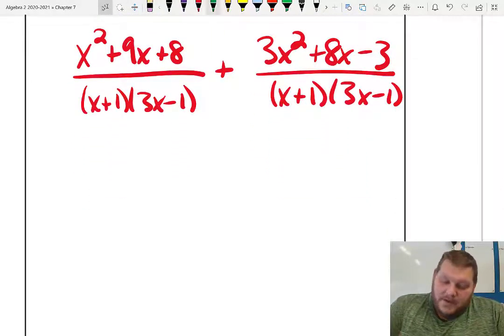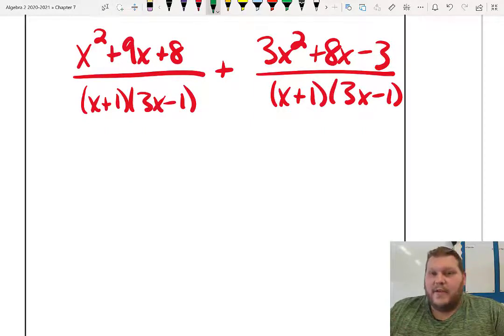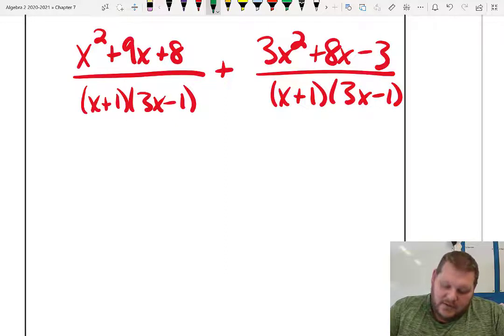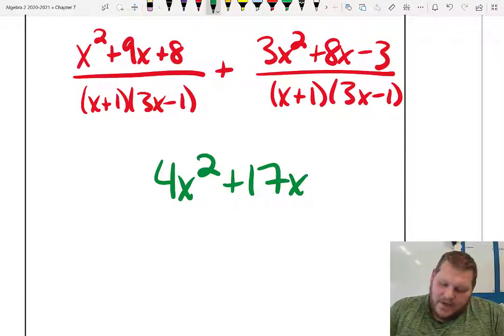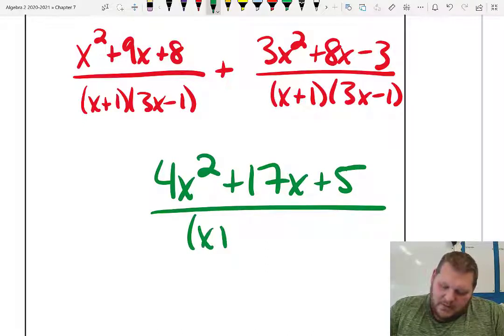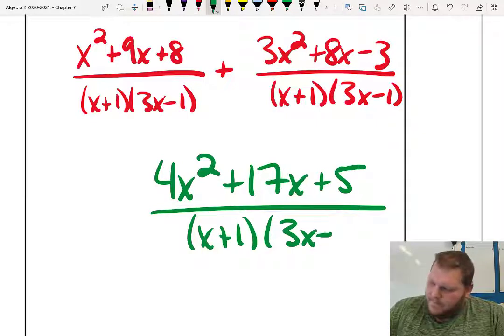So now to combine those two fractions together, we have a common denominator. I'm allowed to add the numerators up. So x squared and 3x squared is a 4x squared. 9x and 8x is a positive 17x. And then 8 and negative 3 is a positive 5. All over x plus 1, 3x minus 1.